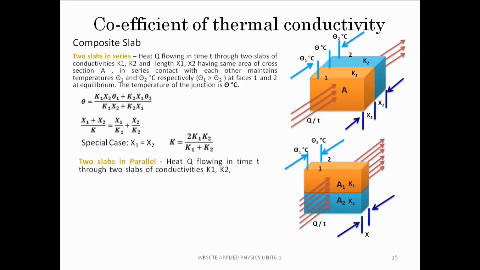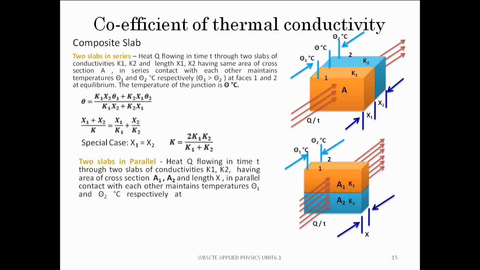Two slabs in parallel. Heat Q flowing in time t through two slabs of conductivities K1 and K2, having areas of cross section A1 and A2 and length x, in parallel contact with each other, maintains temperatures theta 1 and theta 2 degrees Celsius respectively at the faces 1 and 2 at equilibrium. Here K is equal to (K1 A1 plus K2 A2) by (A1 plus A2). In the special case, if A1 equal to A2, then K is equal to (K1 plus K2) by 2.